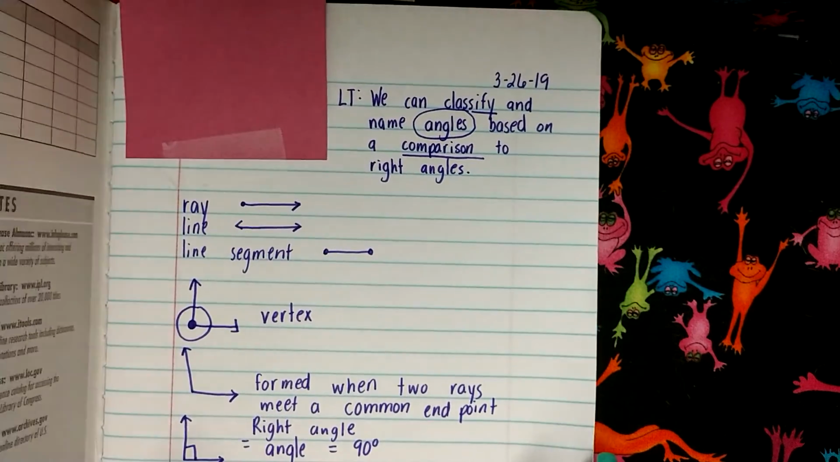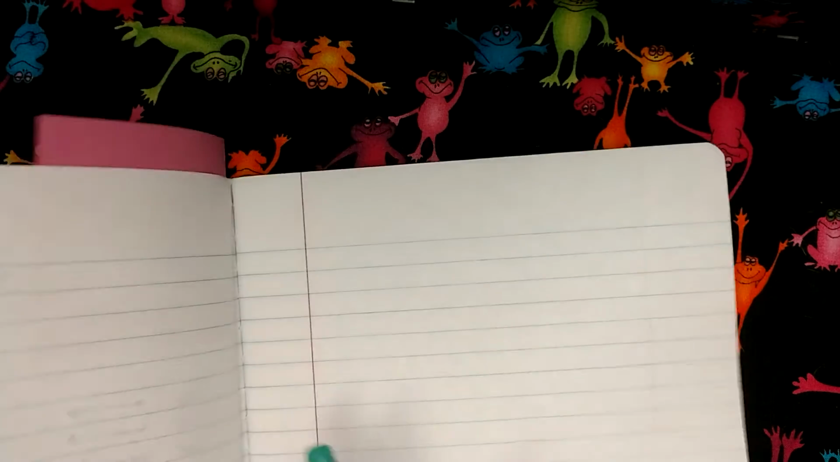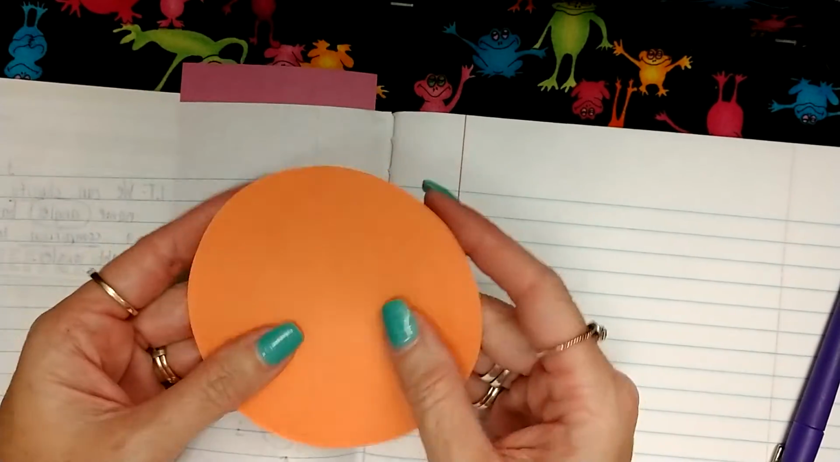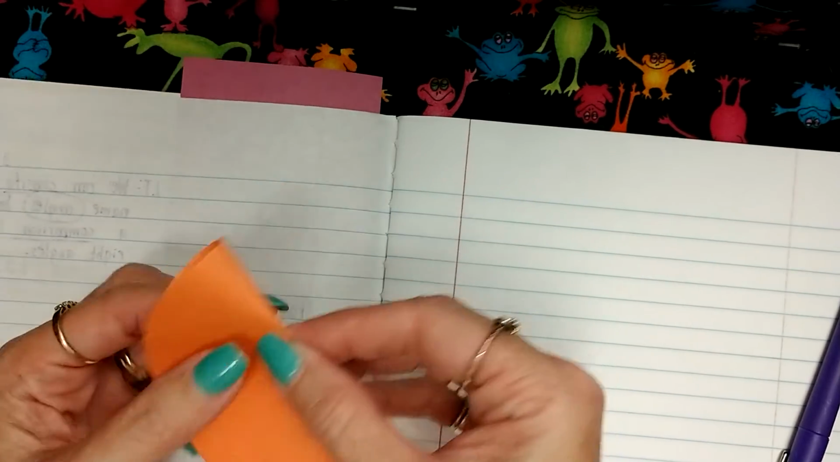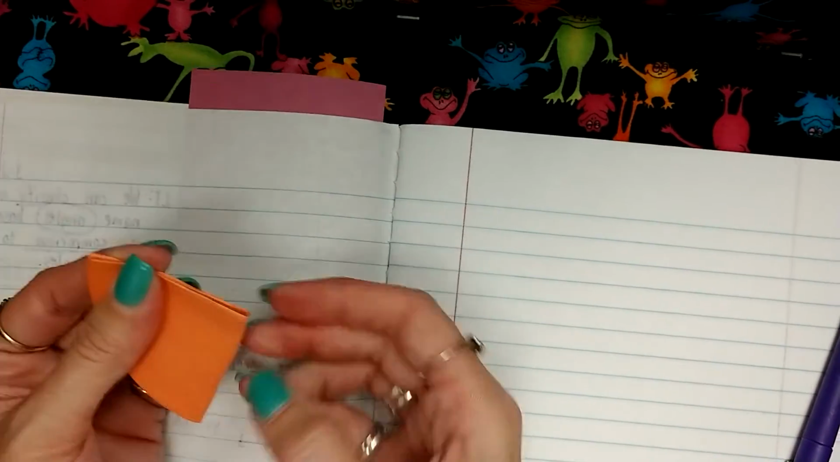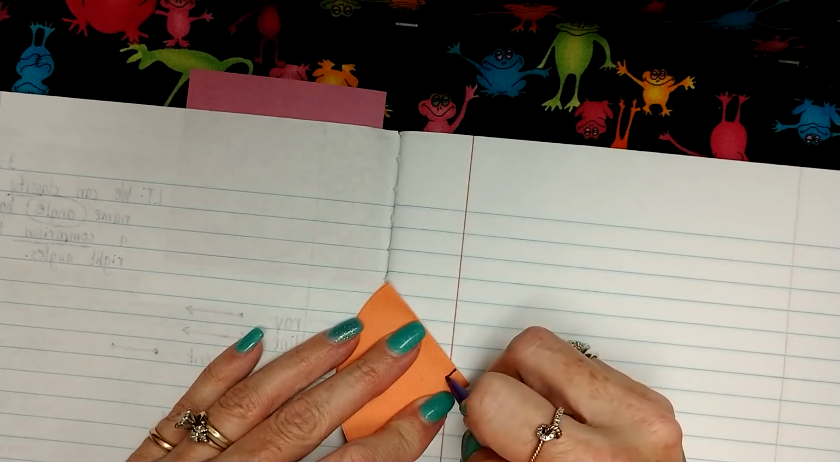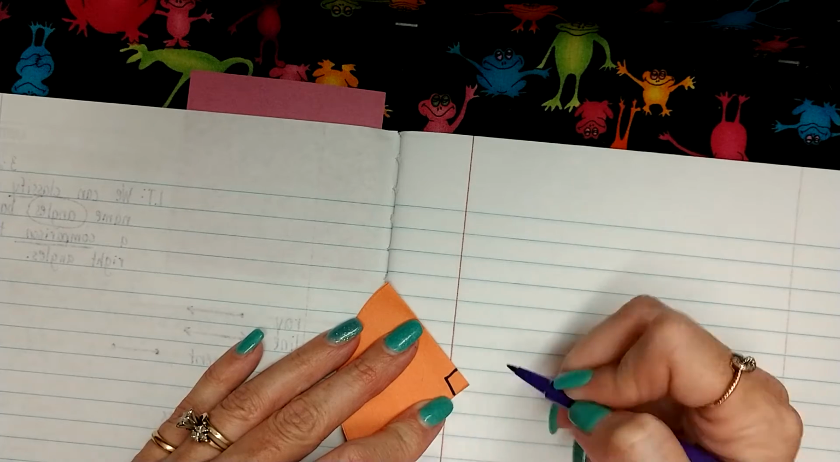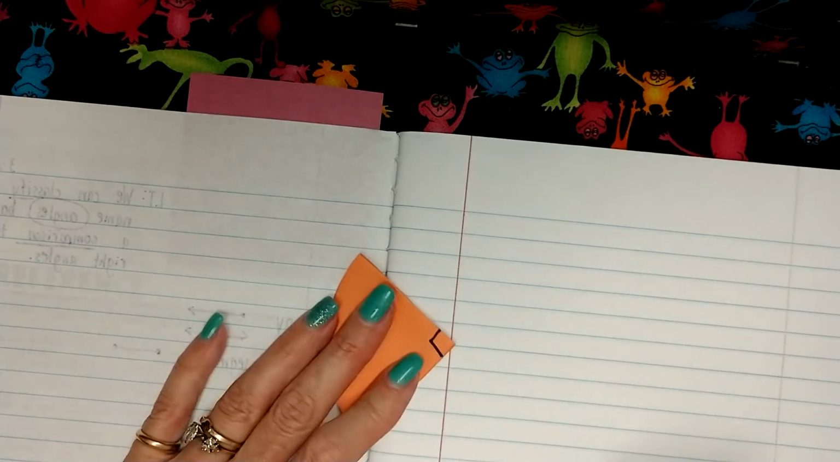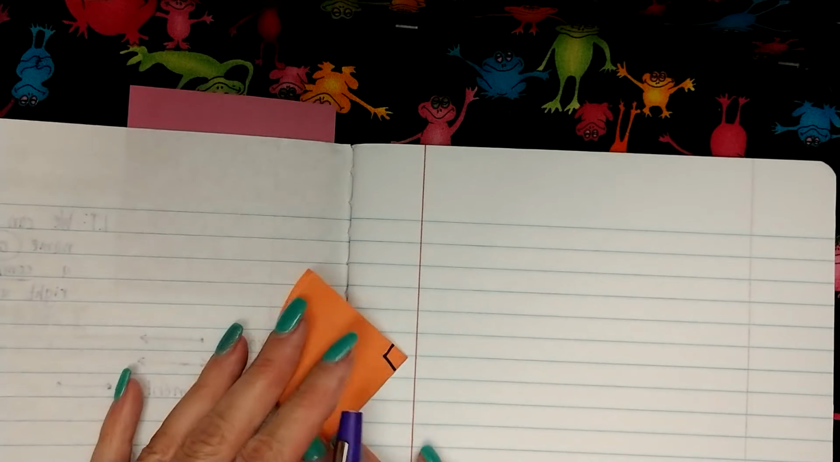All right, let me see here. What else did we do? So we did create this little angle device. We took a circle and we folded it in half, and then we folded that in half, and at the vertex, or the endpoint, this created our 90 degrees. We were able to use this to help us determine whether an angle is greater than 90 degrees or less than 90 degrees.